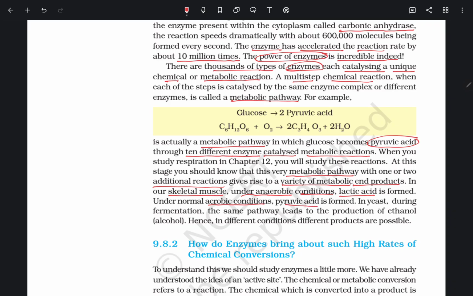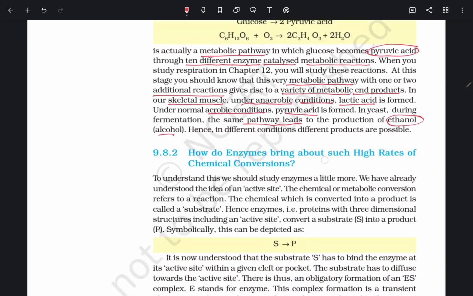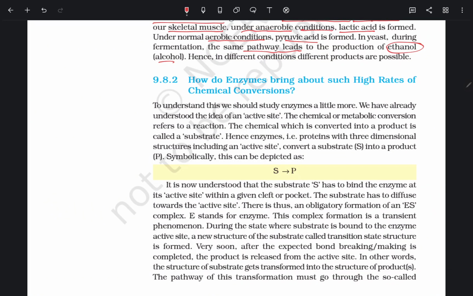In yeast, during fermentation, the same pathway leads to production of ethanol alcohol. Hence, in different conditions, different products are possible. How do enzymes bring about such a high rate of chemical conversions? To understand this, we should study enzymes a little more.